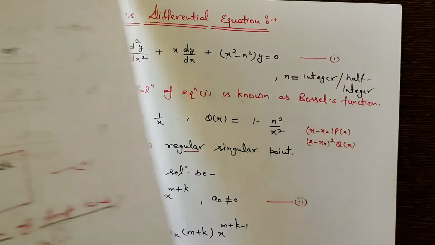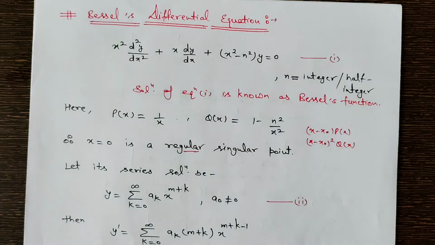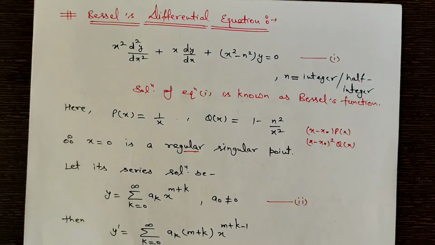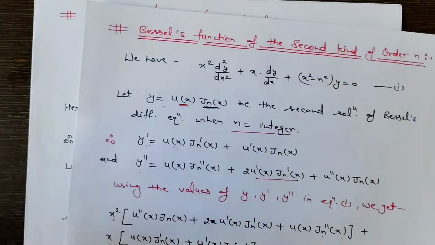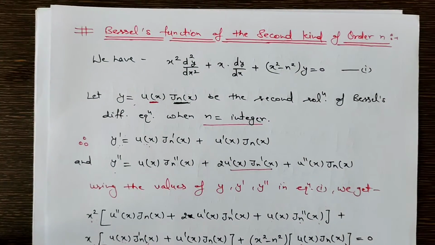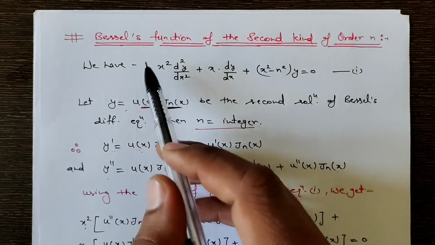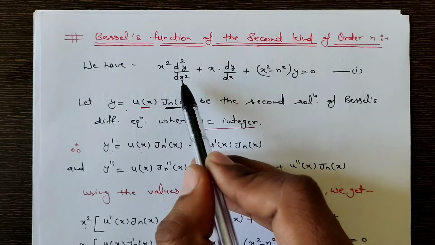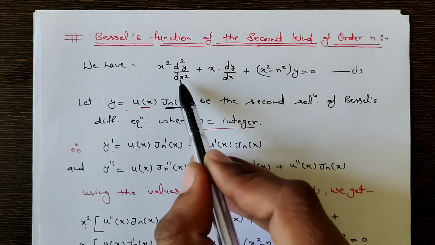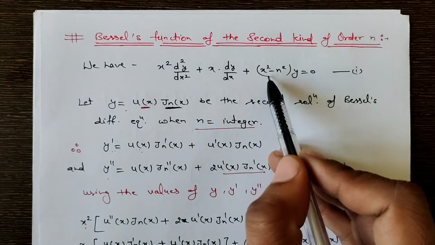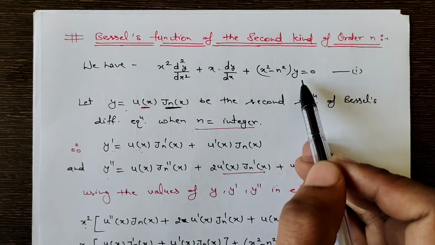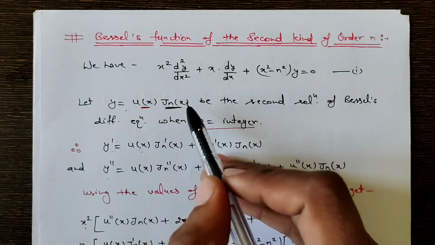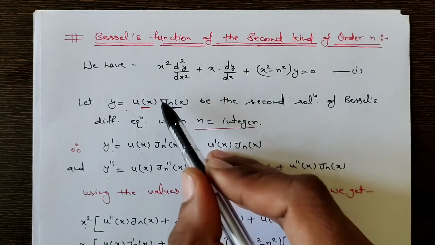Clear? So today we will discuss how we can obtain the second linear independent solution of the Bessel differential equation from our earlier known solution, that is Jn(x). To get the second solution we will proceed like this. We start with the Bessel function of the second kind of order n. For this we have our Bessel differential equation, x² d²y/dx² + x dy/dx + (x² − n²)y = 0. We already obtained the form of Jn(x).